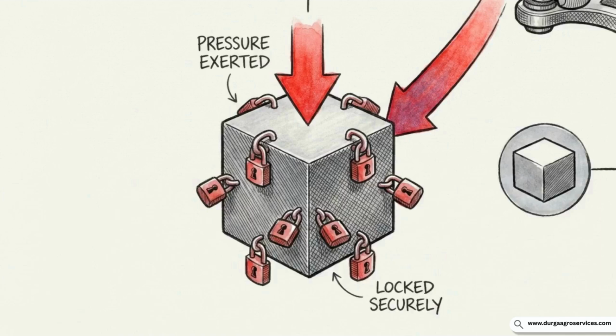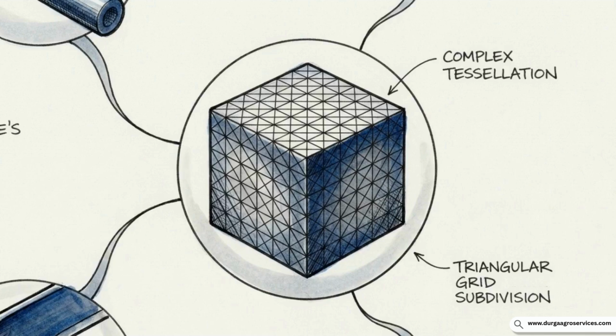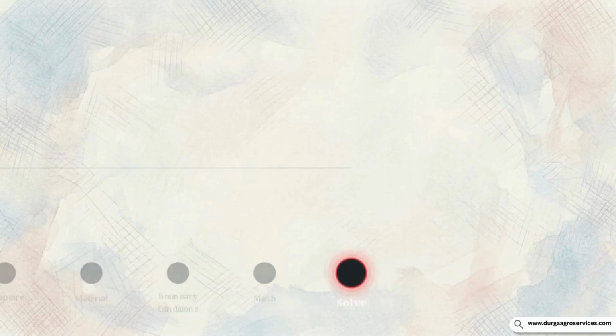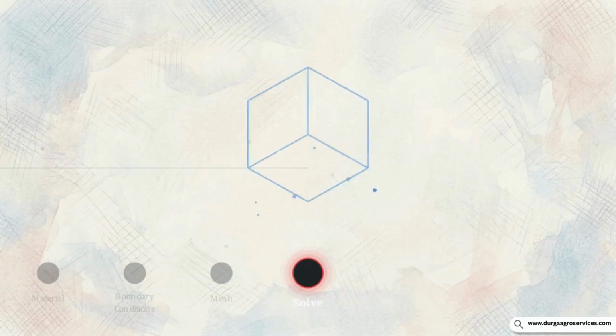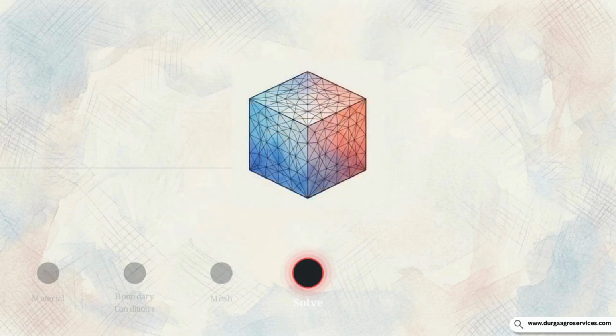Then we define boundary conditions. This means mathematically locking down specific surfaces to act as constraints and applying exact physical loads, like downward force or internal pressure, to mimic real-world interactions. The fourth step is the mesh. Here, the continuous 3D volume is subdivided into thousands of tiny, mathematically solvable geometric elements. Finally, we solve. The underlying algorithms calculate the physical reactions across every single node of that mesh simultaneously, compiling the millions of individual data points into a cohesive result.